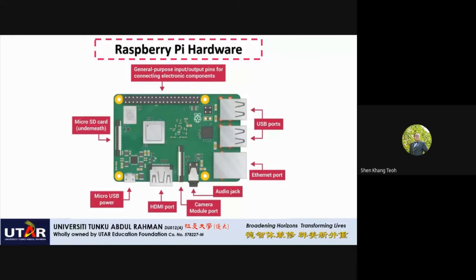It uses micro USB to power it up. And lastly, the Raspbian OS, right, that I just mentioned, is stored inside the micro SD card and it is slotted underneath the Raspberry Pi.